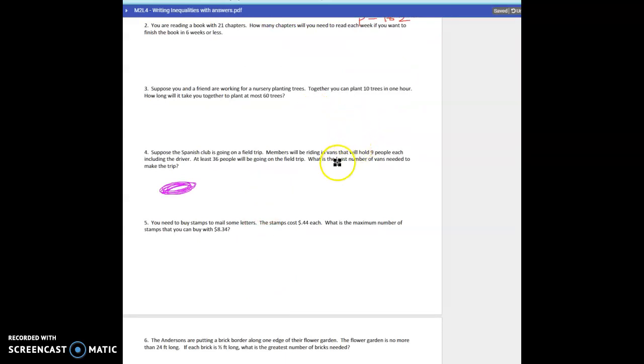Okay, so you're going on a field trip, members will be riding vans, and they each hold 9 people. So I kind of have like the number in my thoughts. I've got the number of vans times the number of people, and then that's going to give me my total number of people. Total people.